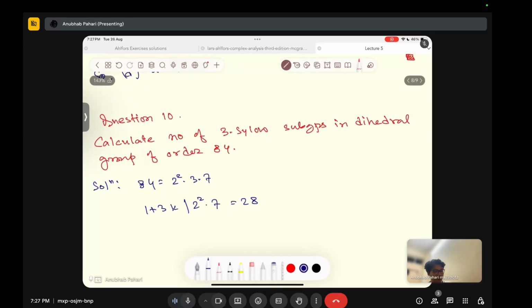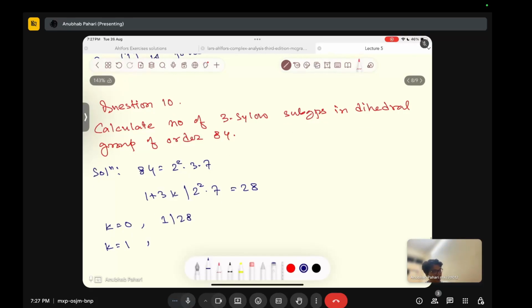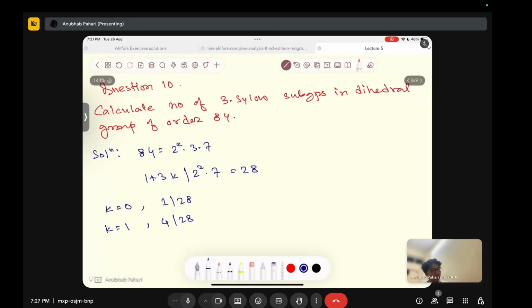So for k equals 0, it is 1. For k equals 1, it is 1 plus 3, which is 4, and 4 divides 28. Other than that, is it not possible? For k equals 2, it works, so it will be 7, and 7 divides 28. So there are three possibilities. And I'm unable to get the solution out of these three. How do we neglect the other two?